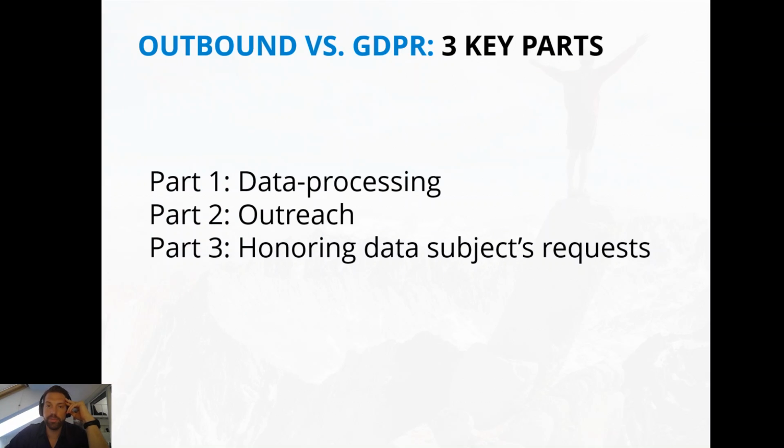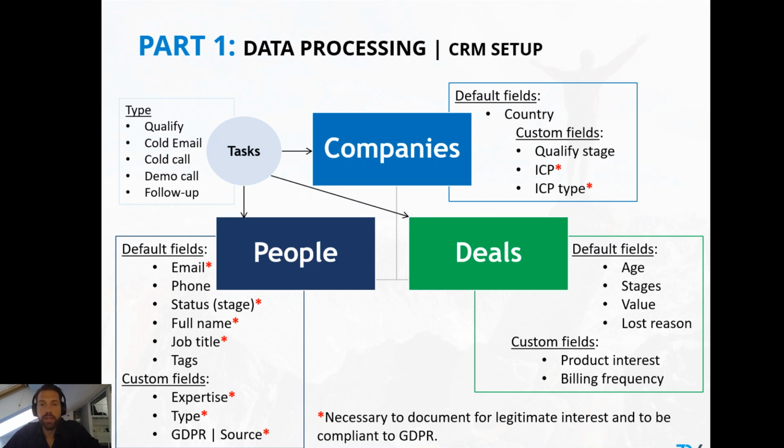And now when it comes to outbound and GDPR, there are three key parts. You have the data processing part, the outreach, and then you have the part where you honor the data subject request. So we'll go through these three parts one by one. The first part, again, is how the CRM is set up for the data processing, right? So we have seen this before. These are the typical fields you get on the different objects. Actually, in this example, you see it's company, people, and deals, so it's a bit different than Salesforce, but it's exactly the same objects.